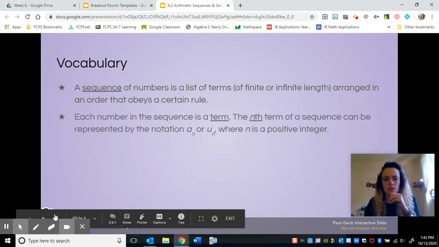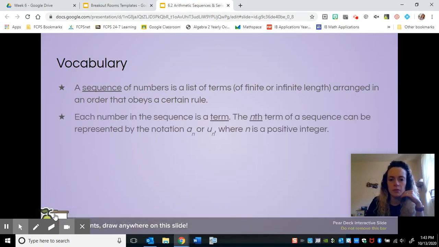Each number in a sequence is called a term, and the nth term of a sequence can be represented by a sub n, which is more of what we used in Algebra 2, or u sub n, which is what you'll see more in IB. But either way, n is a positive integer, and we say that because n determines or tells you the place in the sequence.